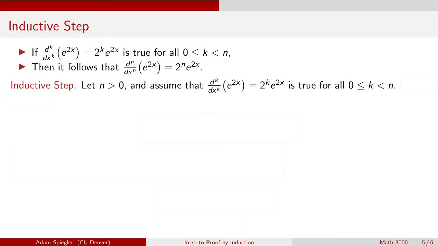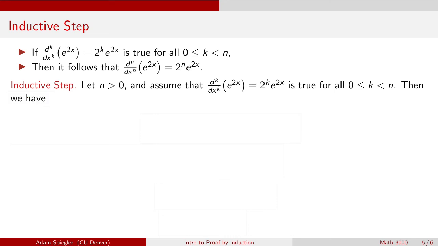So let's start by, first of all, defining what n is. So n is any value bigger than 0. And we assume our inductive hypothesis that this property holds for values of k, the integer k, that are less than n. So that's where we would start our proof. And then we work with what implications that would tell me.